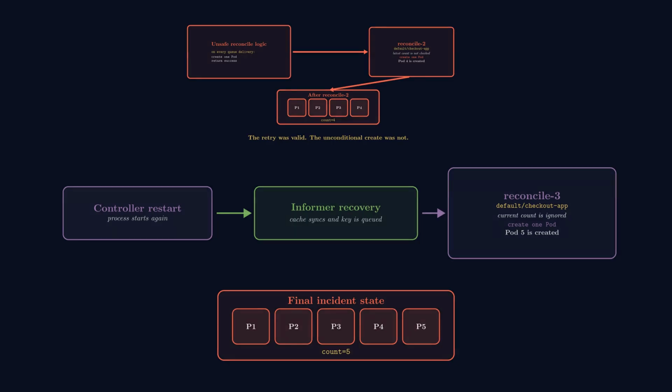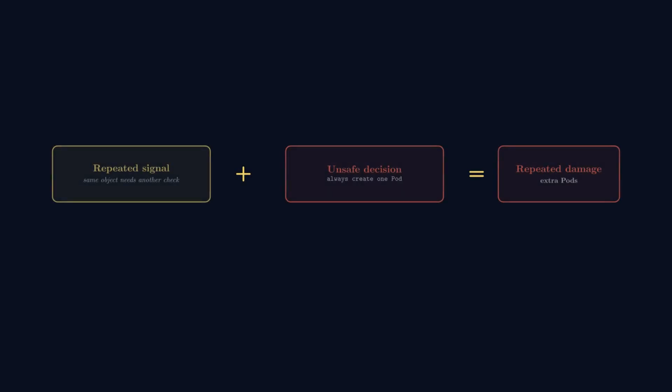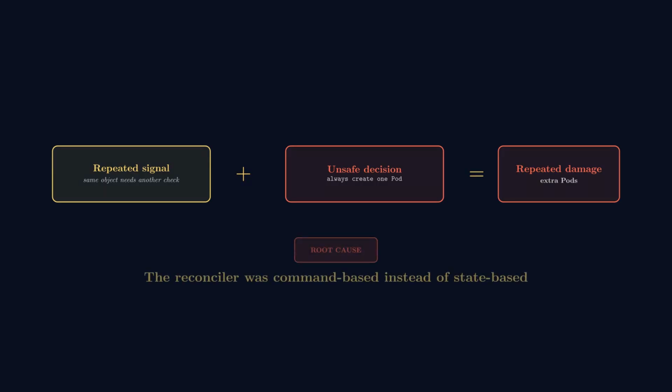We can now state the root cause clearly. The repeated key was not the bug. The bug was that every key delivery was converted into another create command. The controller never asked how many pods already existed. A normal repeated signal therefore produced a repeated side effect.